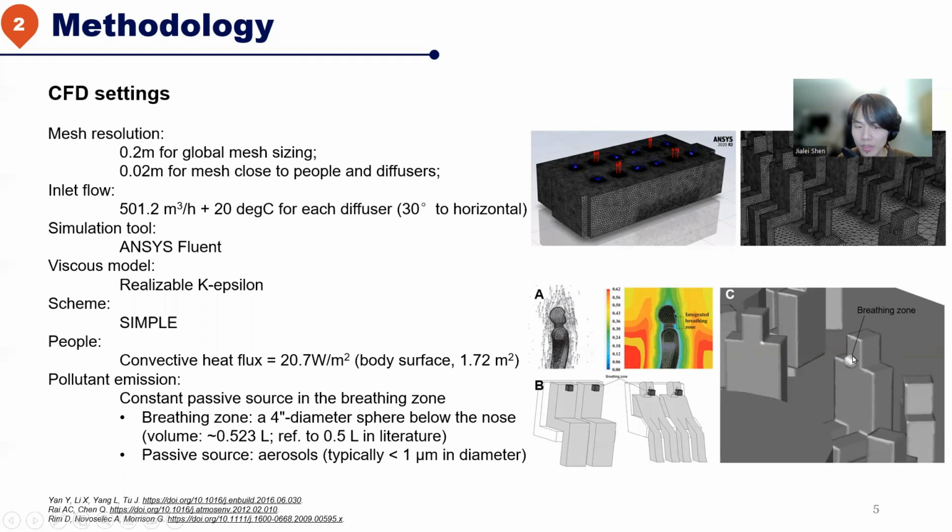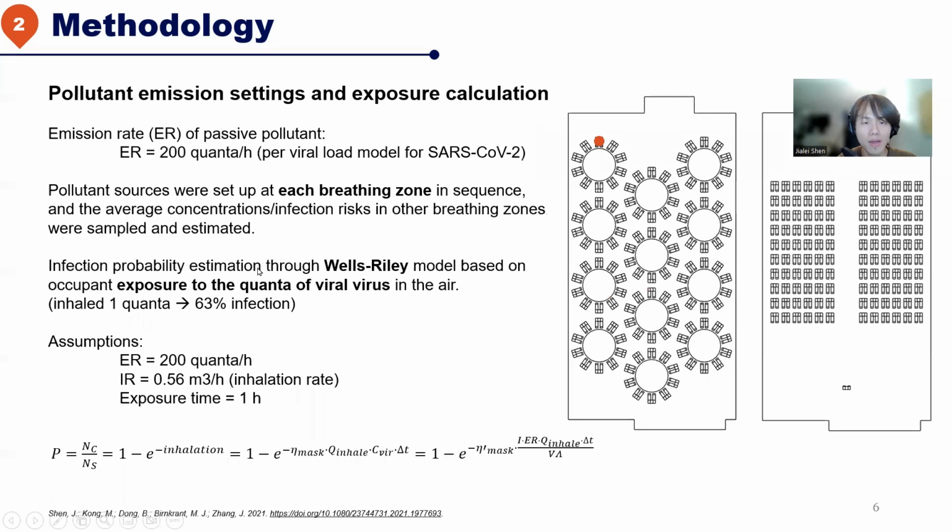The breathing zone is defined as a 4-inch diameter sphere below the nose, which has a volume of almost 0.5 liters, which is close to the literature. Because we're focused on the airborne transmission of the virus, which is carried by aerosols less than 1 micrometer in diameter, we just set up a passive source, which means the pollutant has the same density as the air. Here are some more details about the pollutant emission settings and the exposure calculation.